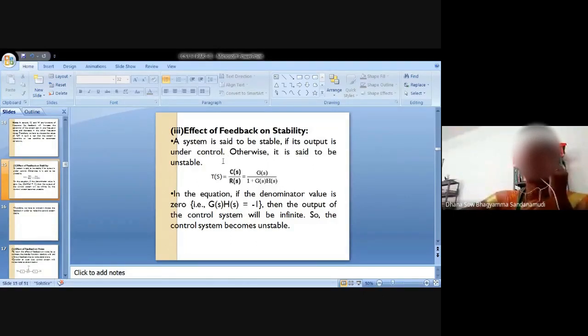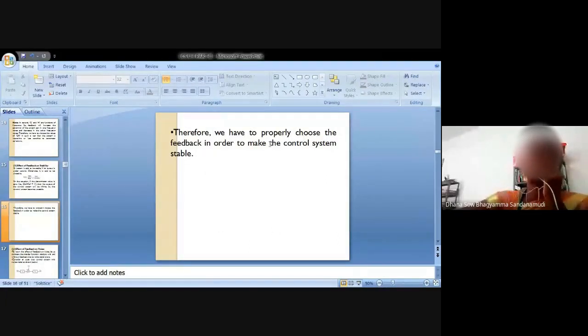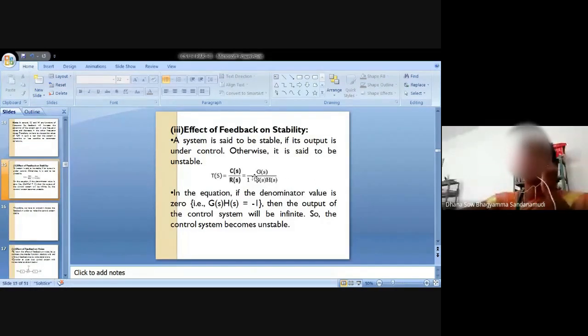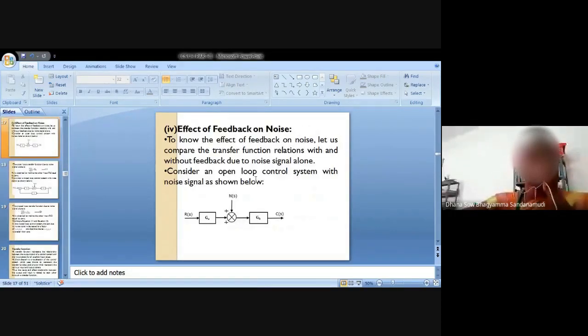So let us consider a negative feedback system. The transfer function of a negative feedback system is G of s by 1 plus G of s H of s. In this equation, when will the denominator become 0? If this whole term is minus 1, then 1 minus 1 is 0, and the output of the control system will be infinity. So the control system becomes unstable. Therefore, we have to properly choose the feedback in order to make the control system stable. The denominator should never be 0, to avoid the system becoming unstable. This is about stability.